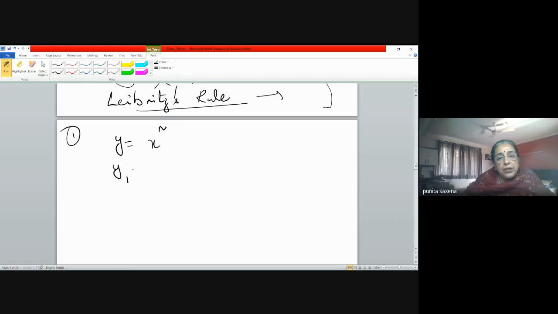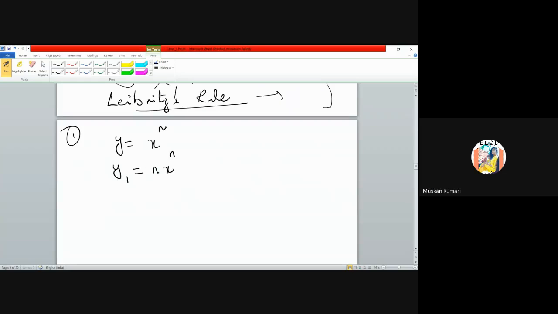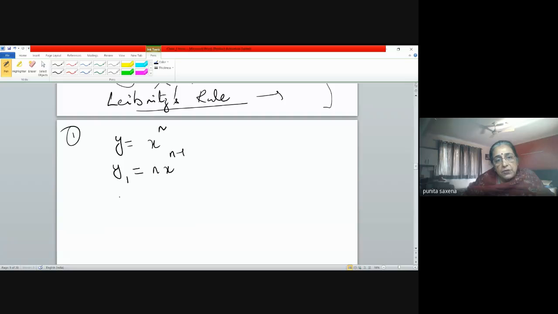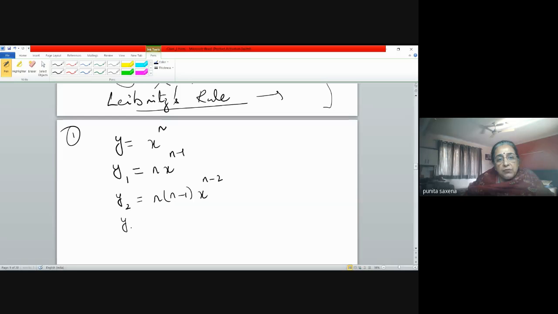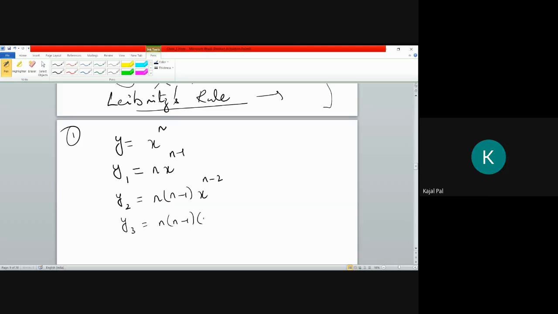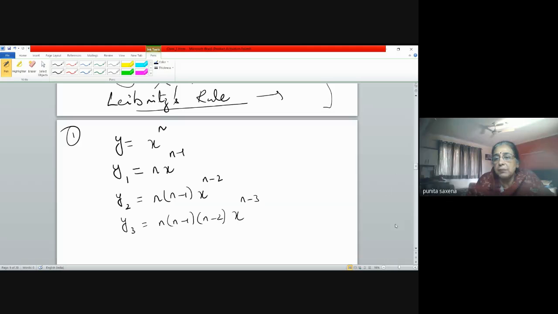What will be the first order derivative? n x to the power n minus 1. What will be the second order derivative? n into n minus 1 x to the power n minus 2. What will be the third order derivative? n into n minus 1 into n minus 2 x to the power n minus 3. And how long will this continue?